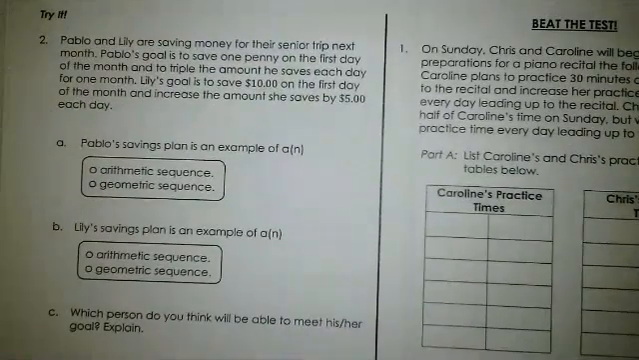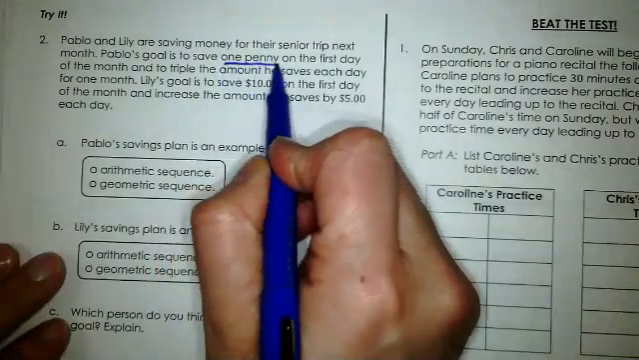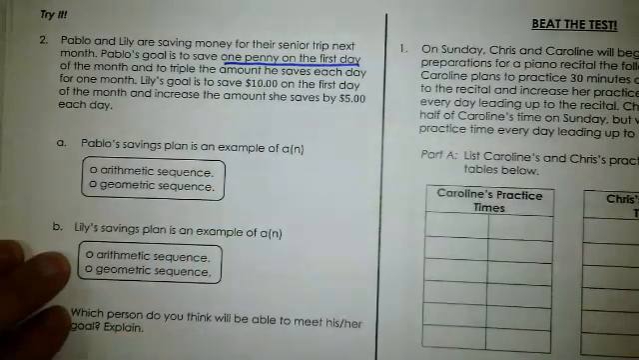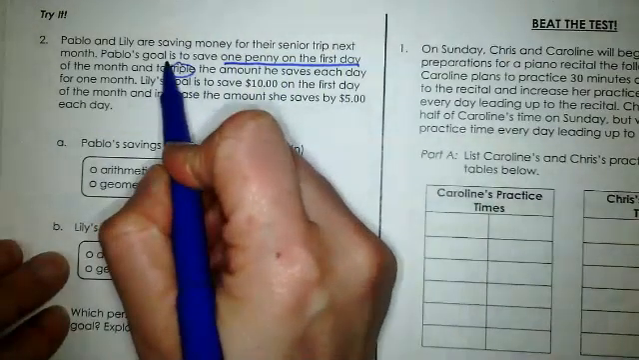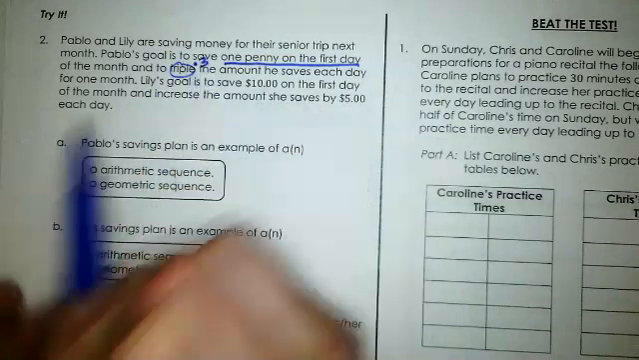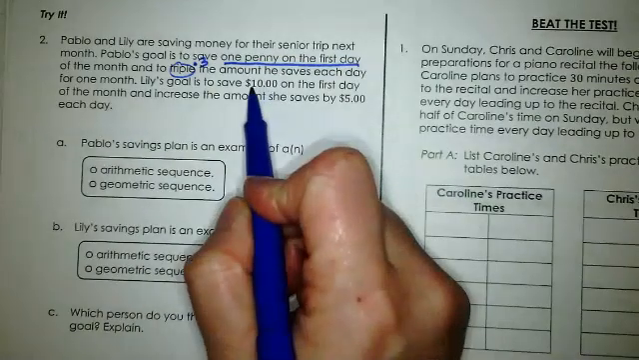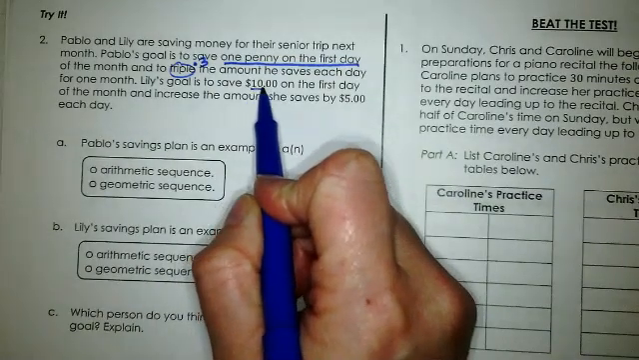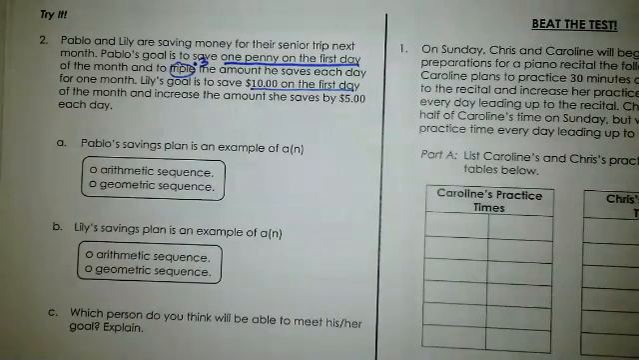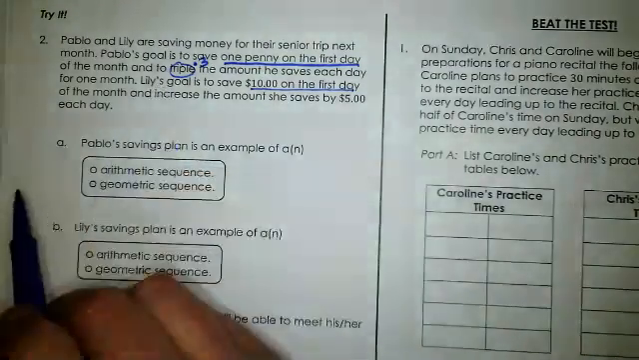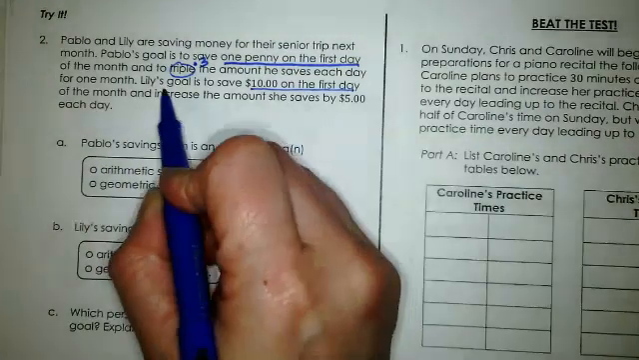Let's try another one. Pablo and Lily are saving money for their senior trip next month. Pablo's goal is to save 1 penny on the first day of the month and to triple, so that's times 3, the amount he saves each day for 1 month. Lily's goal is to save $10 on the first day of the month and increase the amount she saves by $10 each day.